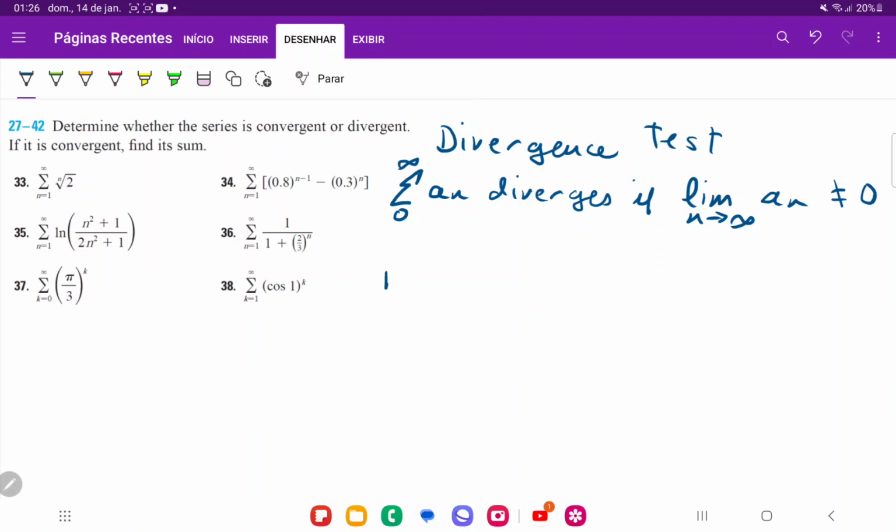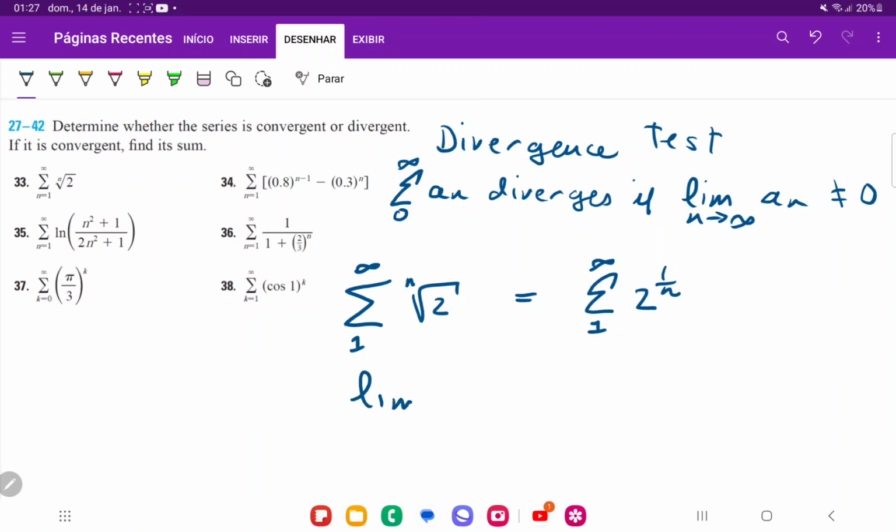So for 33 we're dealing with this series here. Actually, it's the square root of n of 2, and that's the same thing. Let's just express this as an exponent, 2 to the 1 over n. So let's take the limit of the term, right? Let's see what happens to the term as n gets very, very large. So as n goes to infinity of 2 to the 1 over n.